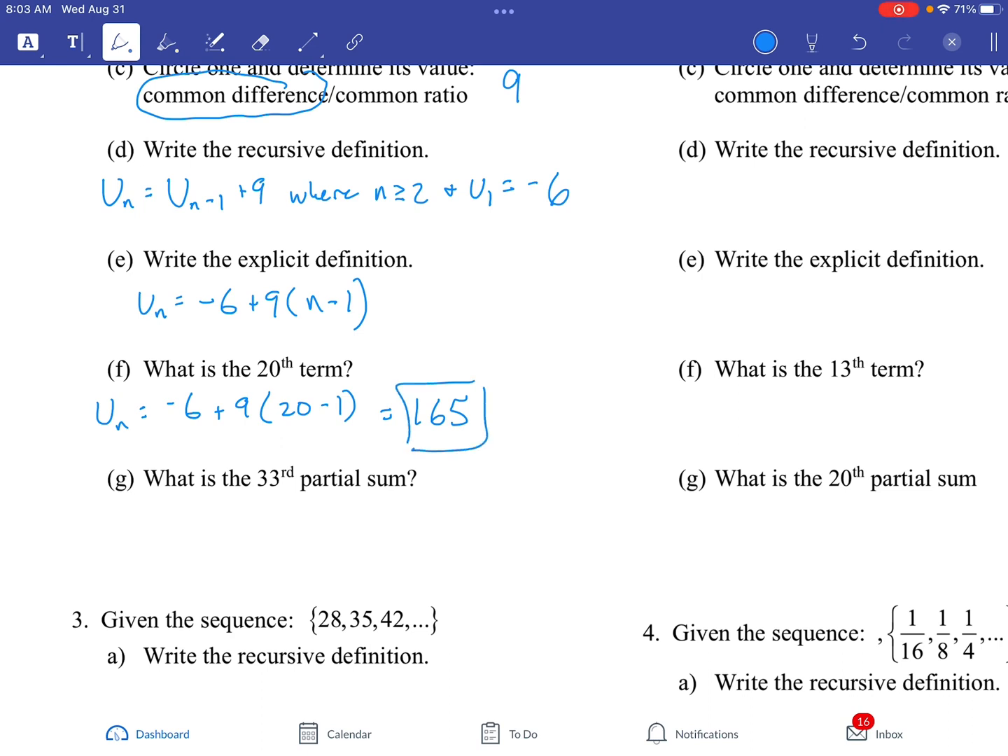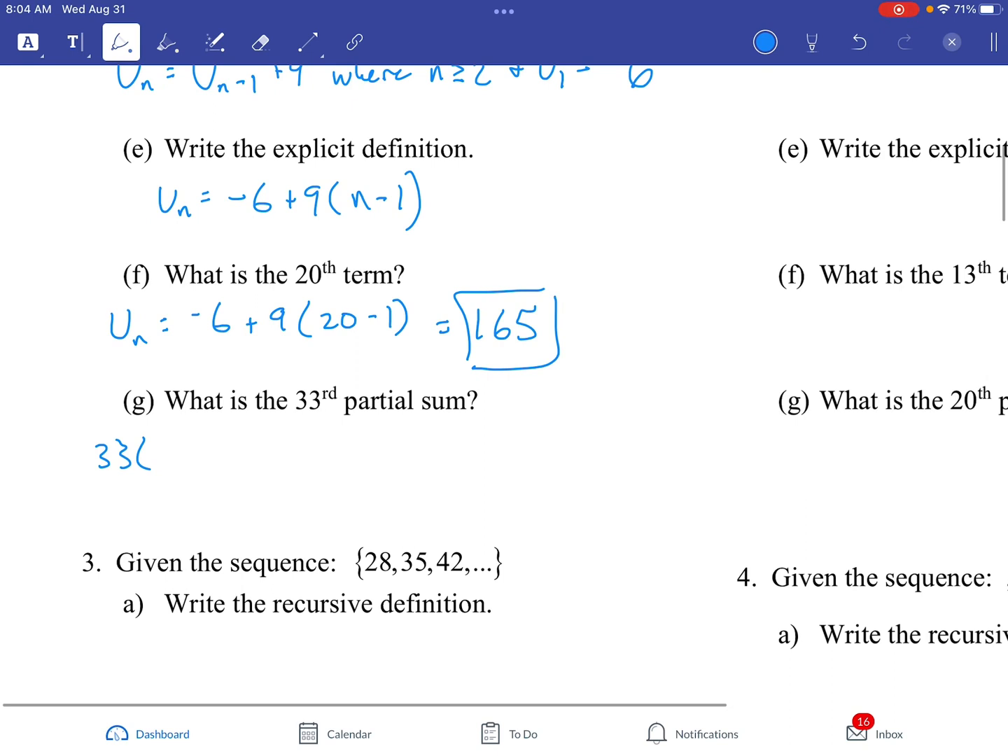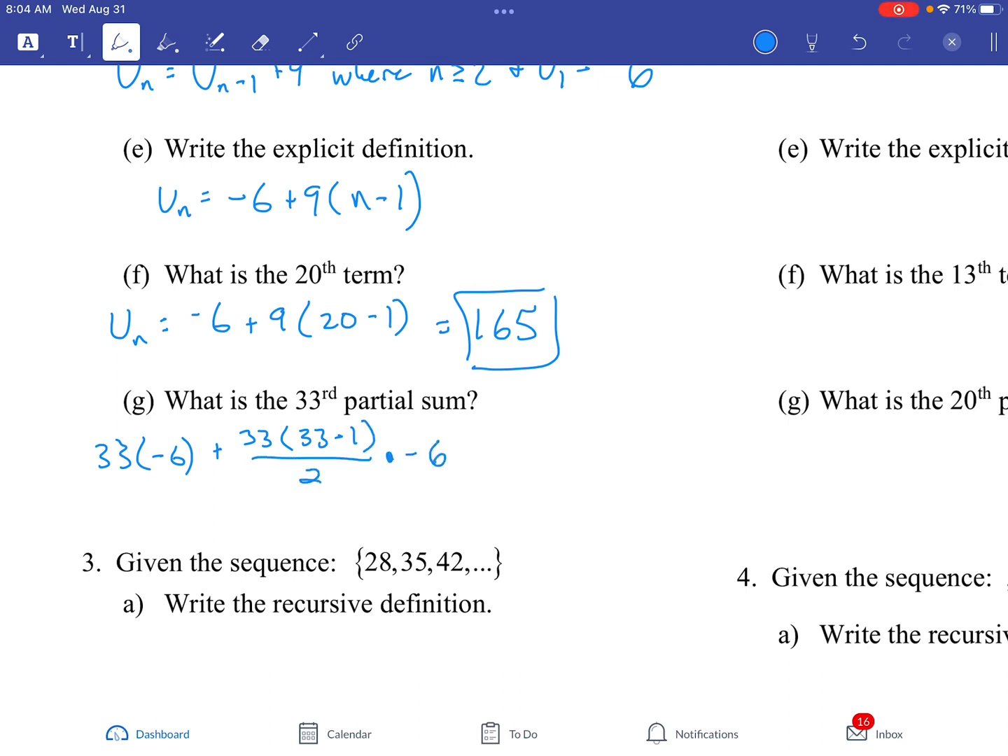Partial sum, again, of an arithmetic sequence. 33 is going to be our k value, so we have 33 times -6 plus 33 times 33 minus 1 divided by 2 times 9. So I'll do 33 times 32, divide that by 2, times that by 9, plus 33 times -6. Gives me a grand total of 4,554.